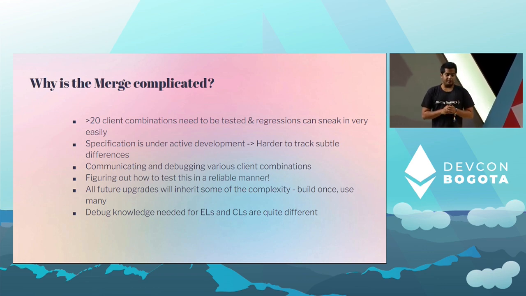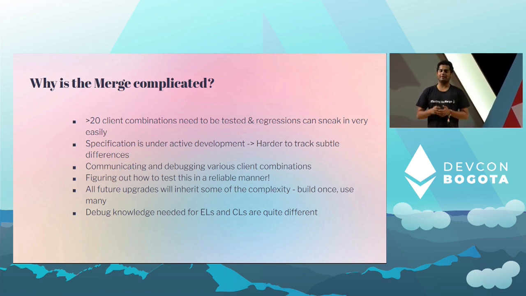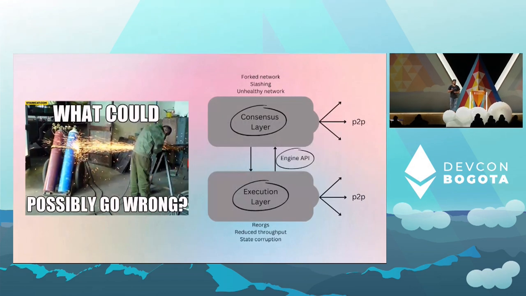The last one was debug knowledge. We were really surprised. The type of debugging you need to do for CLs and ELs are totally different. We had to see how to bring all of that competence in one place and how to actually figure out when something goes wrong. And they did go wrong a lot in the beginning. And the nice part is, if we figure this out once, we figure it out for future testnets. So happy that that worked out.